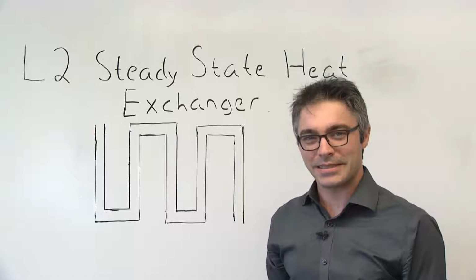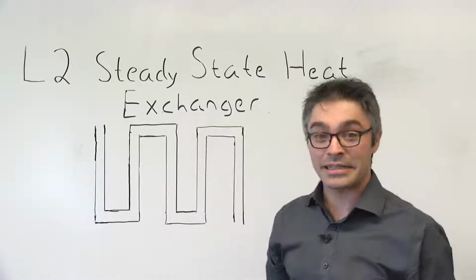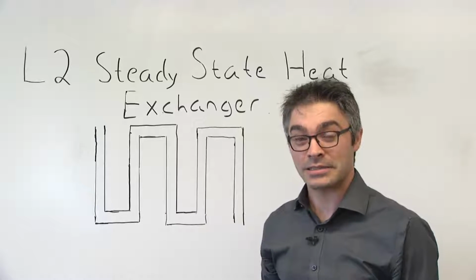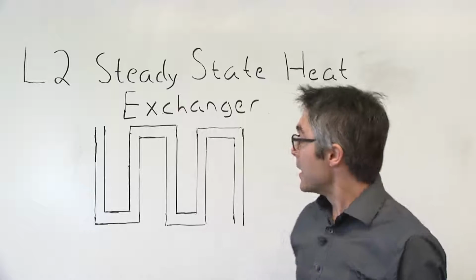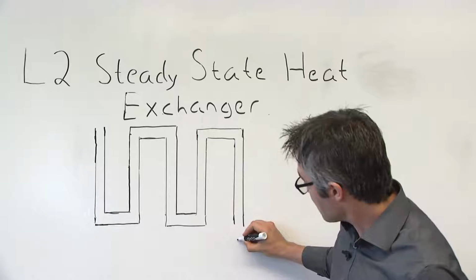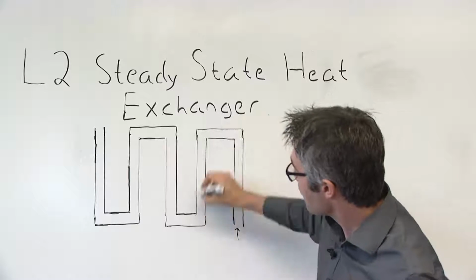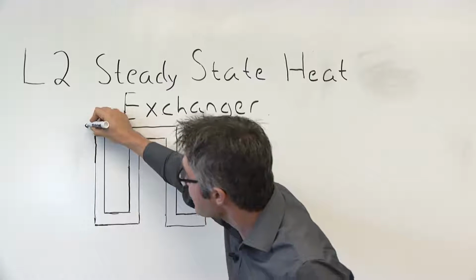Laboratory 2, the steady state heat exchanger. In this lab, we're going to explore a double pipe heat exchanger at equilibrium state. In order to do this, we've set up 5 pipes with circulating water that will be going through from the ground, up through and out of the system.